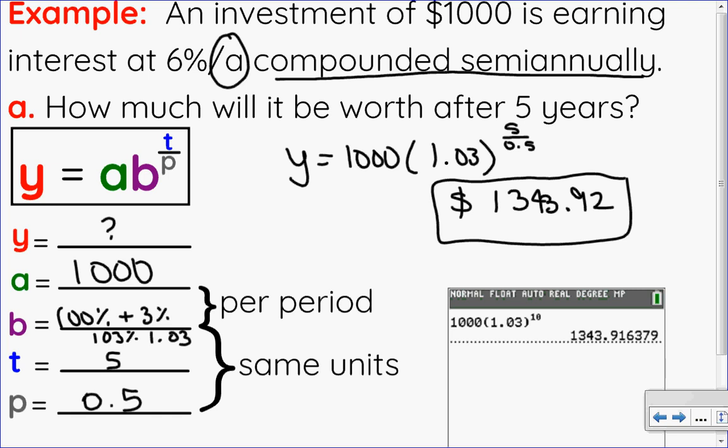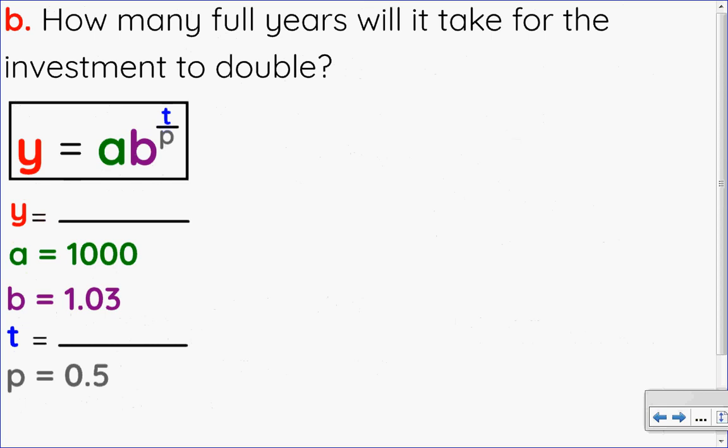Okay, let's take this same information and try another one where we're looking at how long it's going to take to double. So we still have our initial amount of 1,000, our base is still 1.03, our period is still 0.5, but I want to know how long it's going to take to double. So it was $1,000, doubling would be $2,000, and I'm solving for my time. So I write it in my equation: y equals a, which is 1,000, multiplied by my base, 1.03, to the exponent of t over p.